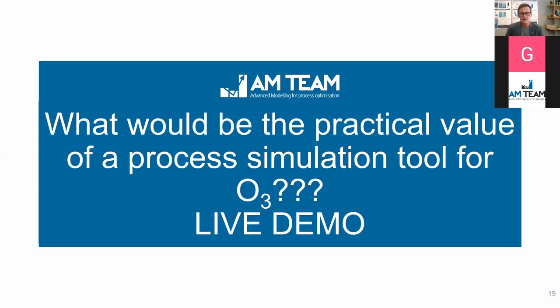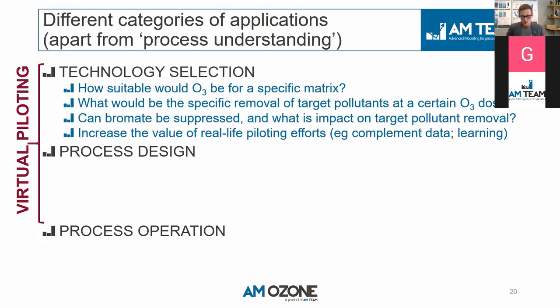What would be the practical value from a process engineering perspective? We will be showing this using demos. So we will be going back to Italy within a while, but let me first explain a bit. You can actually do 4 things with such a model, 4 main categories.